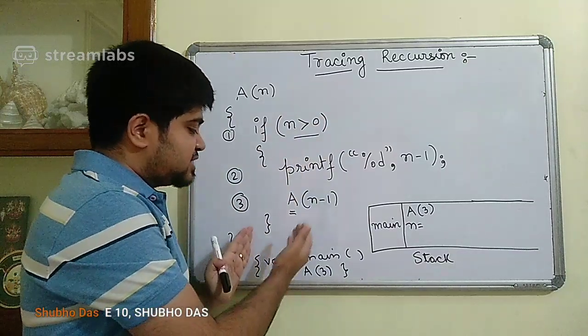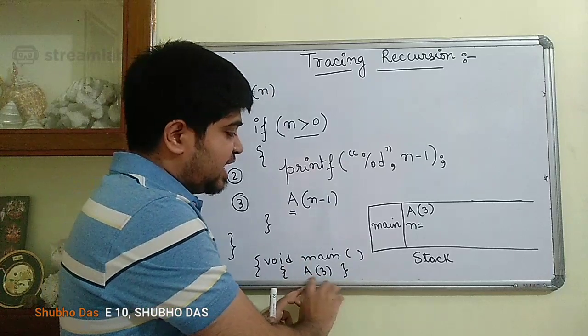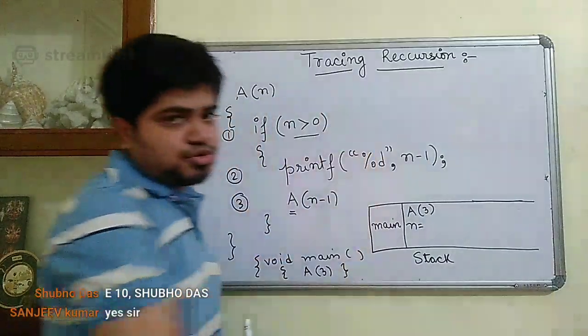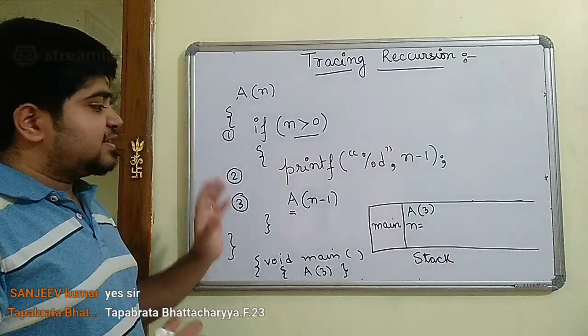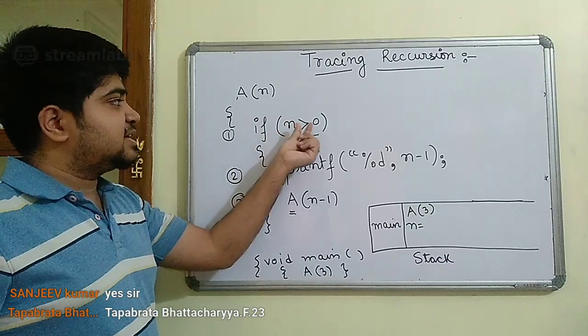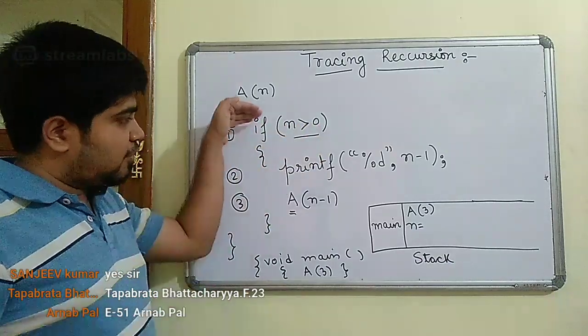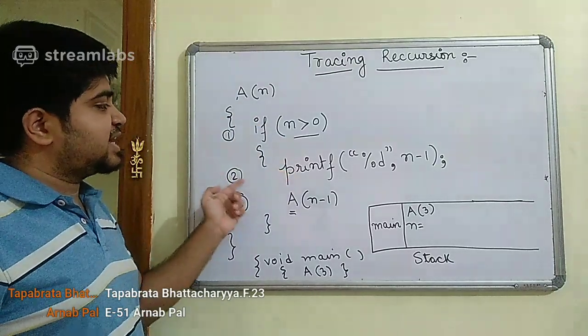So just check once. An instance of main is pushed into the stack and then we are calling a of 3. So a of 3 is also pushed into the stack. So when a of 3 is pushed, the value of n, just think about it. If n is greater than 0, obviously 3 is greater than 0. So it goes into this second line.